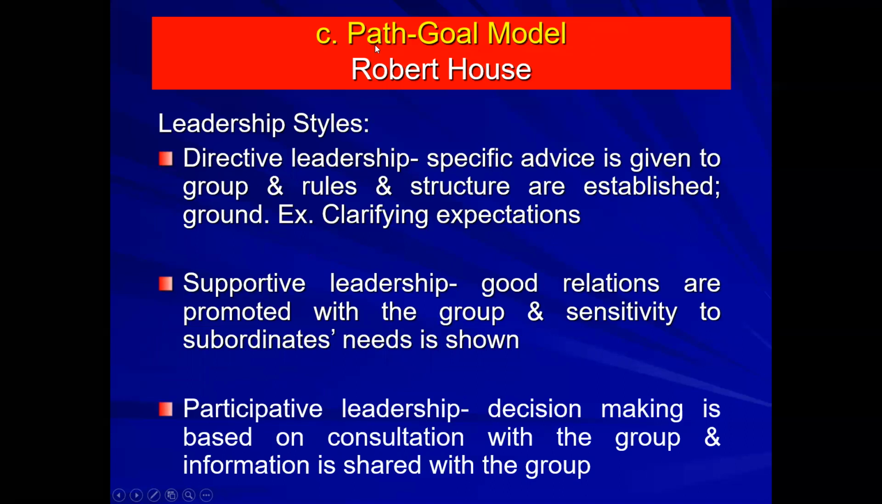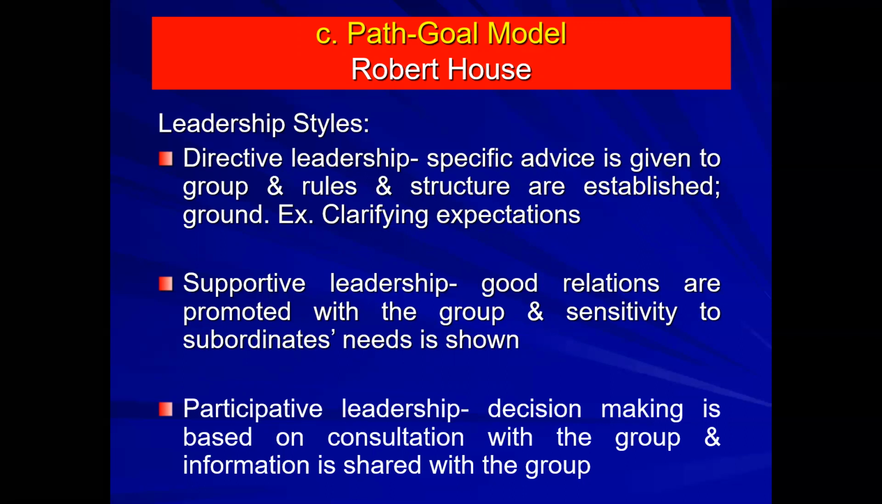All right. So next you have your path-goal model by Robert House, wherein it says that the leadership styles must contain directive leadership, supportive and participative leadership as well. So when you say directive leadership, there is a specific advice given to a group and rules and structures are established. So it's just like a promotive type of leadership amongst people. An example of directive leadership is to clarify expectations.